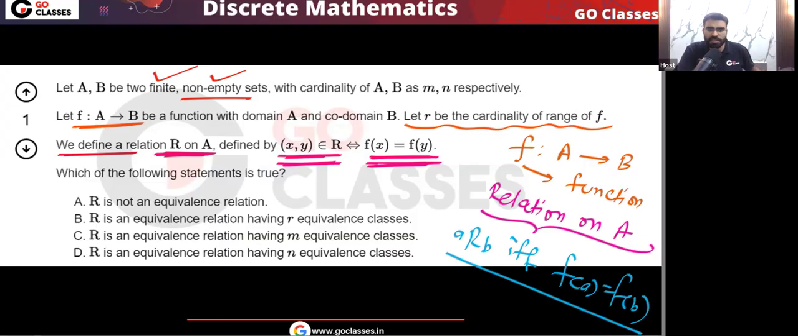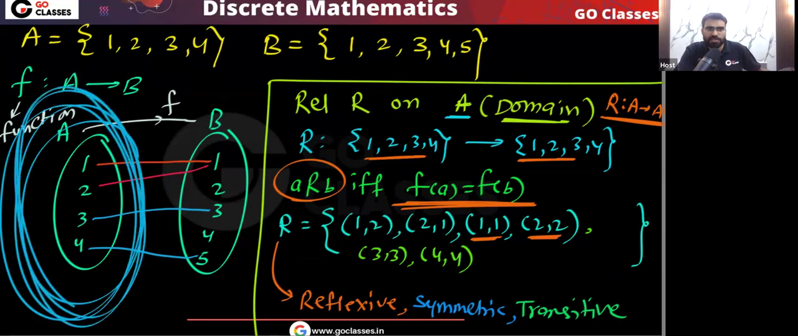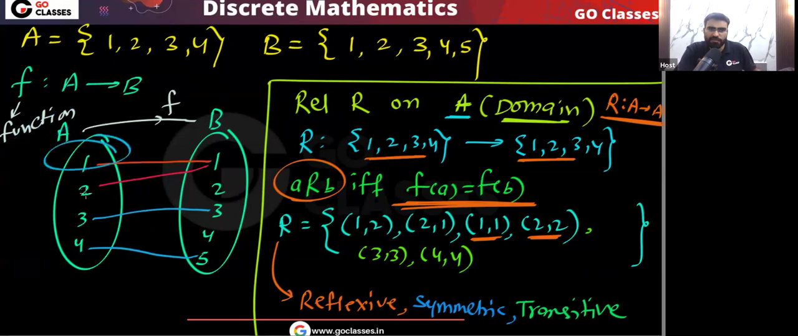This question, did you understand clearly? A and B are finite, non-empty sets. You are defining a function from A to B. Then we are defining a relation on this domain, and two elements will be related to each other if they have the same image. So you can see every element will be related to itself, definitely, because FA will be equal to FA. A related to A because FA equals FA. 2 related to 2 because F2 equals F2.